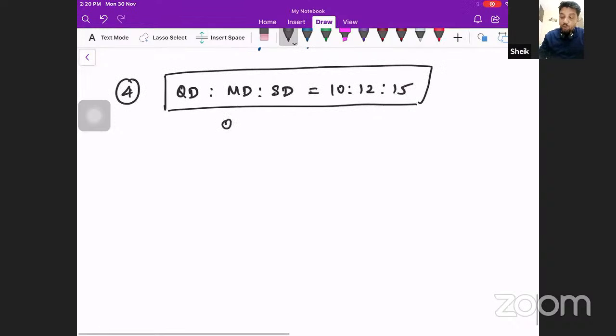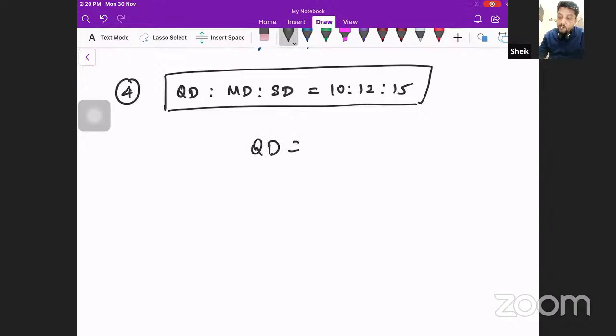I hope you have seen it, right? QD is equal to 6 by 5 MD. What is QD equal to? 6 by 5 MD. Or I think one famous MCQ you might have seen.